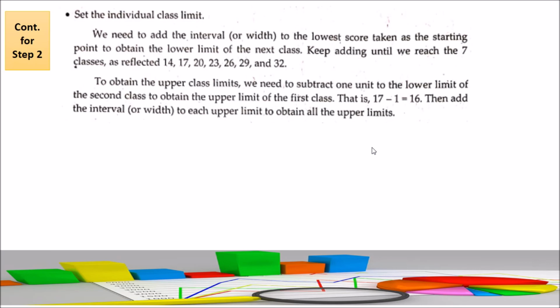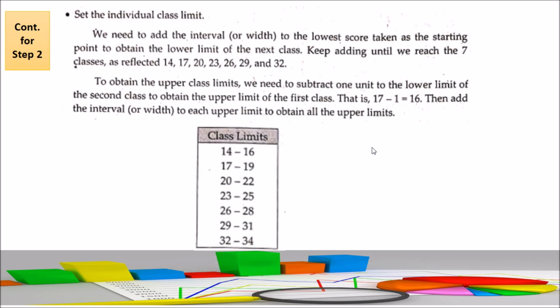That is 16, 19, 22, 25, 28, 31, and 34. And that will give us these class limits. There, the pairing: 14 to 16, 17 to 19, and so on. Or simply, you can just always remember that our lower class limit will give us these numbers. Skip counting by 3: 14, 17, until 32.